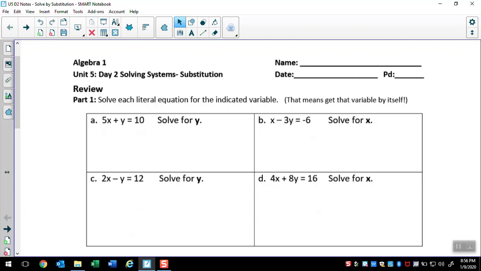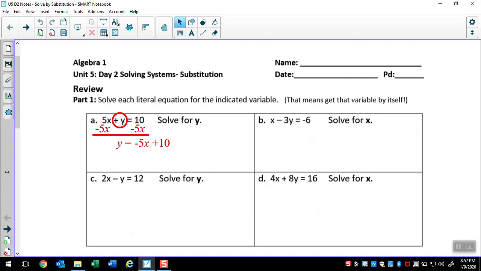Alright, 5x plus y equals 10. And they want us to solve it for y. So our job is to solve this equation, or isolate the y. In order to do that, we need to subtract 5x from both sides. Now remember, we cannot actually subtract 10 minus 5x. We are just going to write them next to each other. So this one, I end up putting my x term first, just because that puts it into slope-intercept form. All right, so y equals negative 5x plus 10. I'm done at this point. I have solved the equation for y.